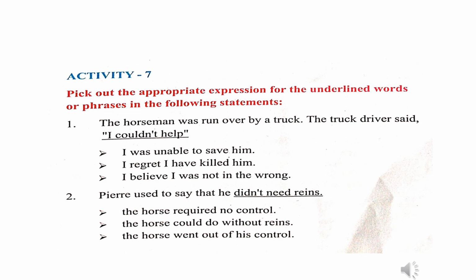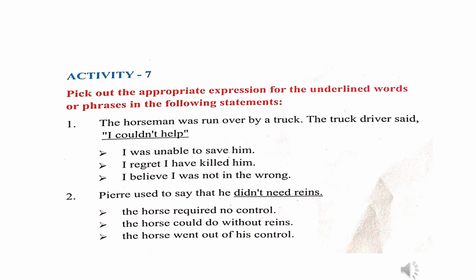First, the horseman was run over by a truck. The truck driver said, I couldn't help. The underlined phrase is I couldn't help. What does it mean? Options: I was unable to save him. Second, I regret I have killed him. Third, I believe I was not in the wrong. Tell me, what is the answer? Yes, I was unable to save him.